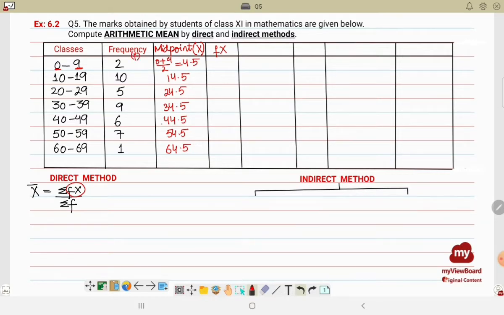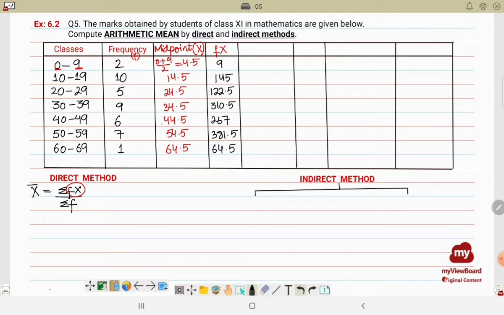Now fx, you have to multiply the column of f by x. ठीक है? So 2 into 4.5 becomes 9. Then 14.5 multiplied by 10 becomes 145. Similarly, 122.5, 310.5, 267, 381.5, and 64.5. So हमारे पास क्या है, 64.5 multiplied by 1 is 64.5.